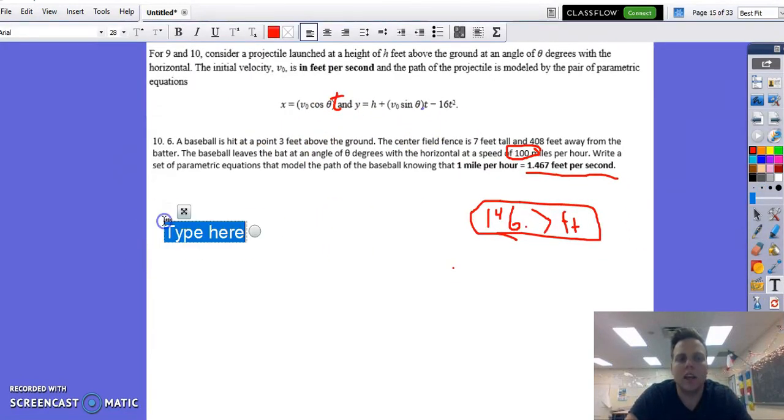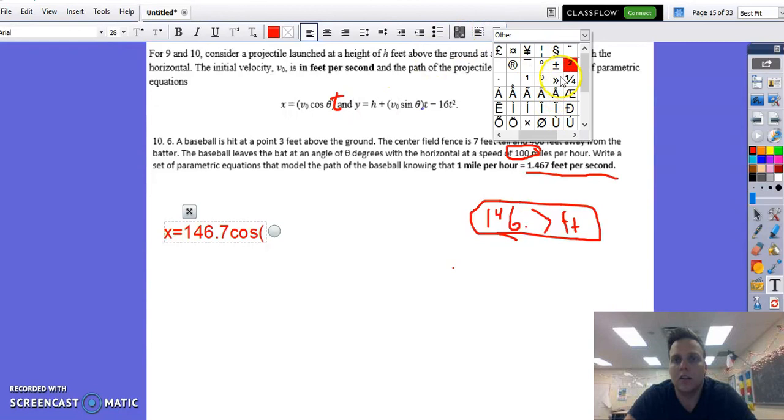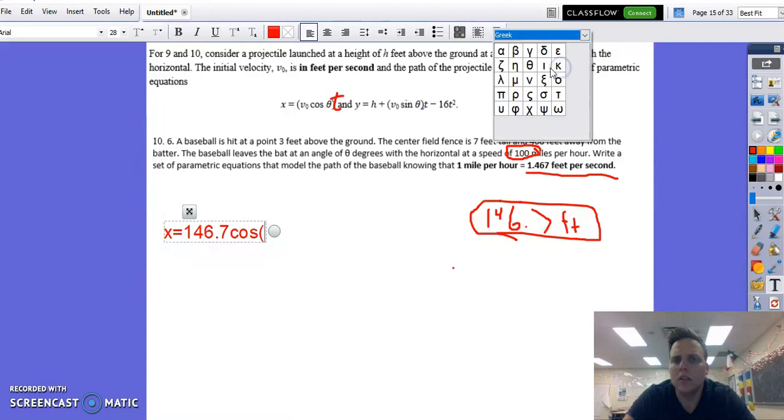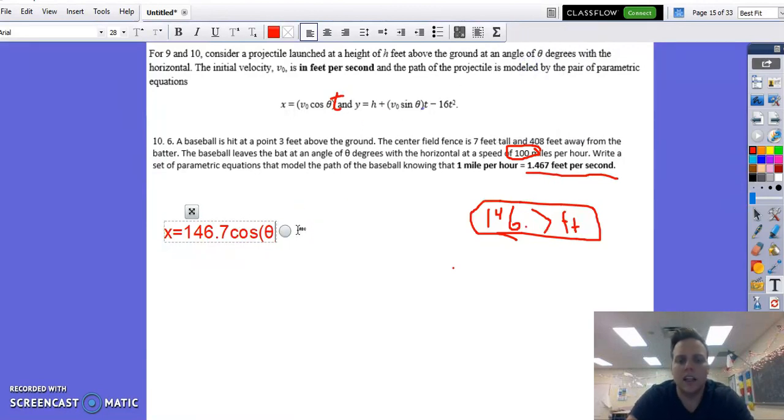All right? So again, x is equal to v naught, which is 146.7 feet per second, times cosine of the angle, which in this case, it leaves it at just theta. So you'll just plug in theta. It doesn't give us an angle. So you're just going to leave it at theta, theta times t. Now, more than likely on the test, they're actually going to give you what theta is. But on this one, we just want to see if you guys could realize that we didn't give you theta.